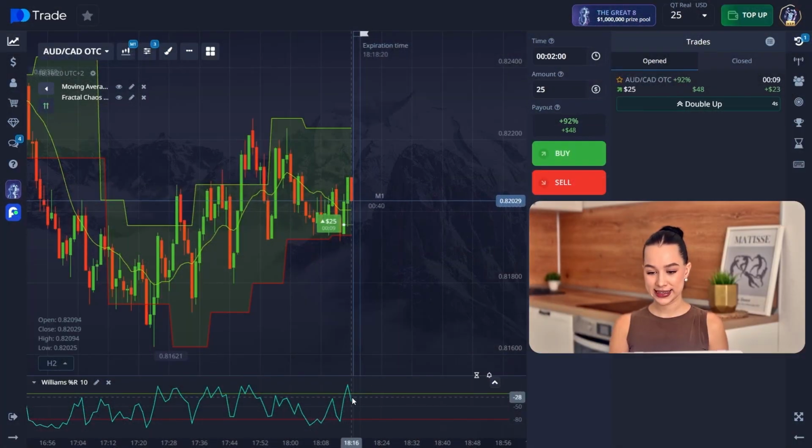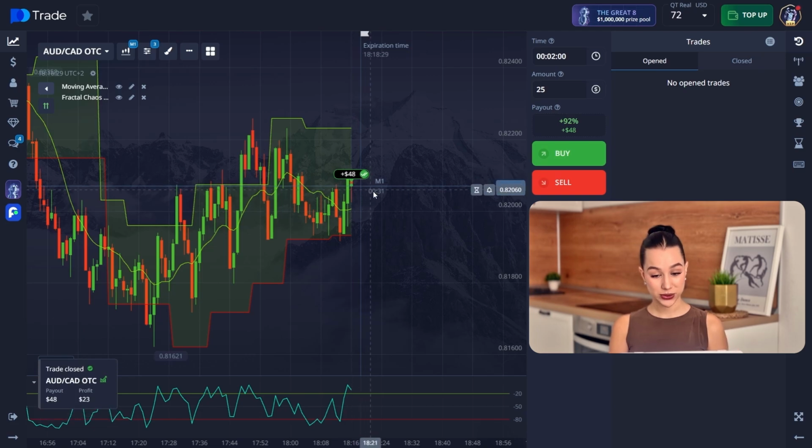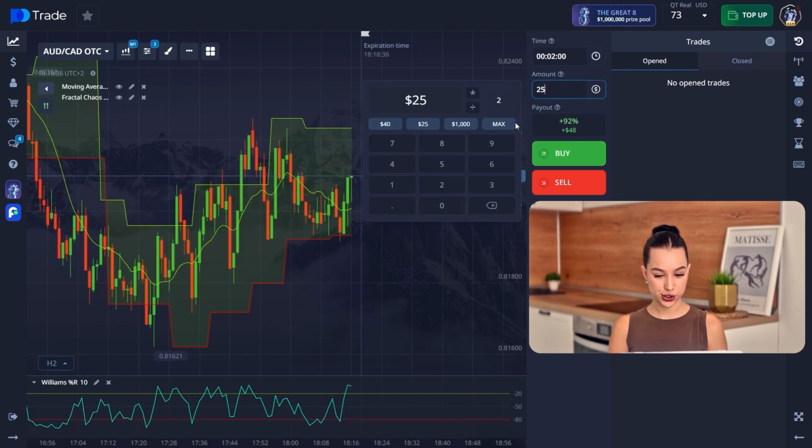So guys, it's 8 seconds till the end of the trade. Let's see what we're gonna have. 4, 3, 2, 1, and we close this trade in a plus. Okay, perfect. We got some profit, so now we're gonna find some other situation where we can open a trade.